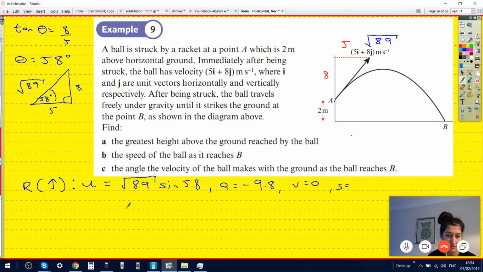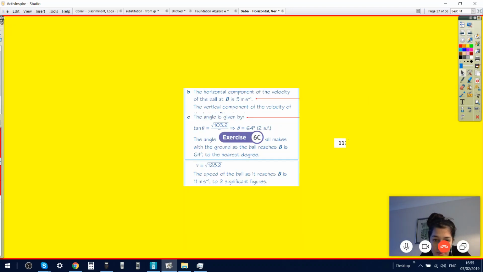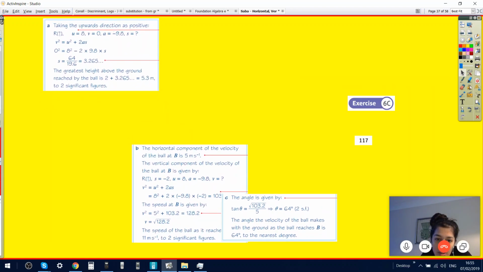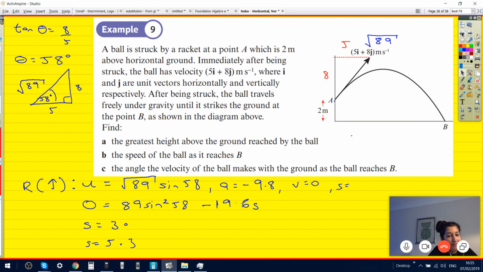So root 89 sine 58 equals 8. You said it was v squared equals. Yeah, so 0 equals root 89 sine 58 squared, and then minus 2as, so minus 19.6s. So that equals 19.6s. Divided by 19.6 gives us 3.2656, plus 2, 5.3. I don't know, check that. Oh god, it's going to be some weird thing, isn't it? Why are there so many weird parts to it? So 5.3 roughly. Okay.